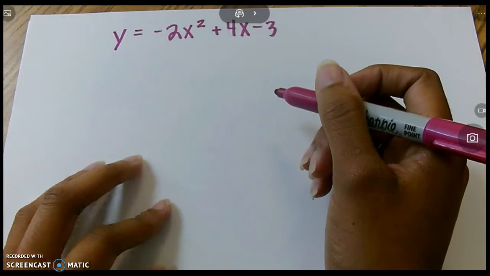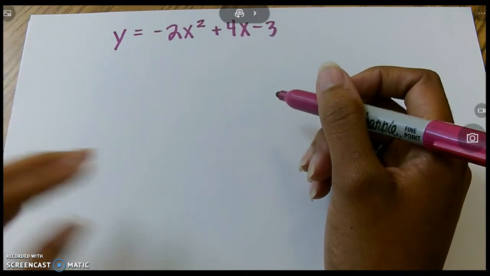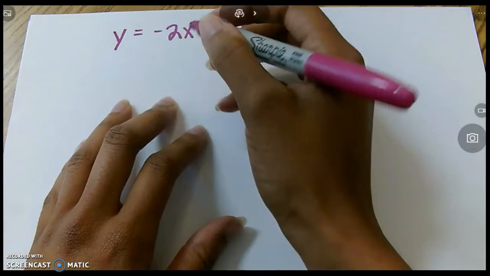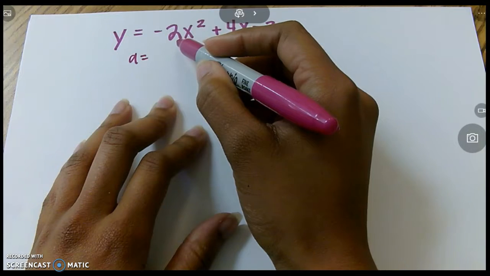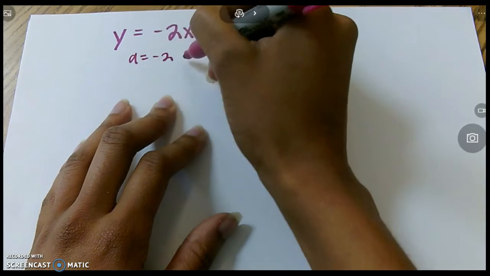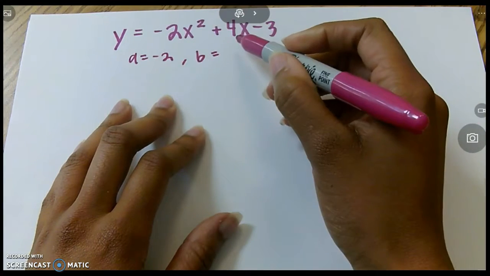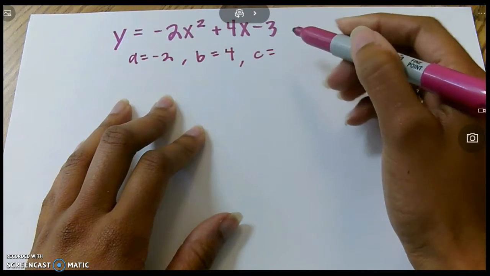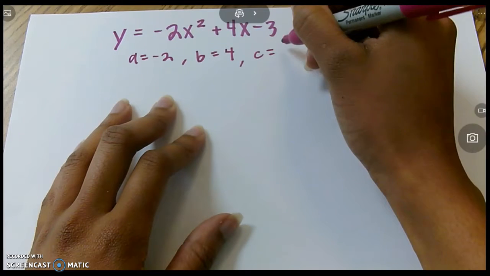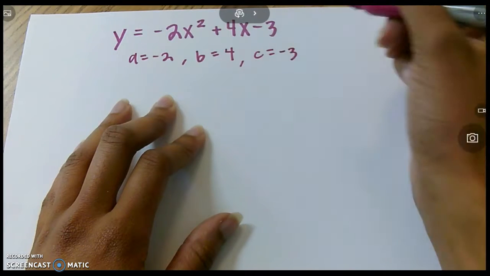So before we do anything, we need to identify our A, B, and C. A is going to equal the first term that comes before x squared, so A is negative 2. B equals positive 4, and C equals the last term listed here in the function. So it's going to be negative 3.